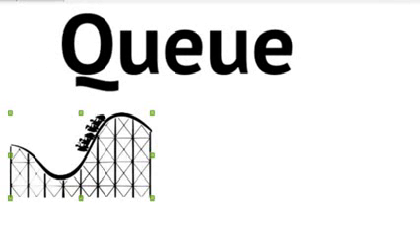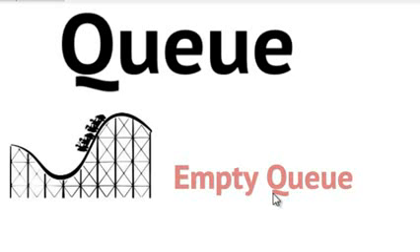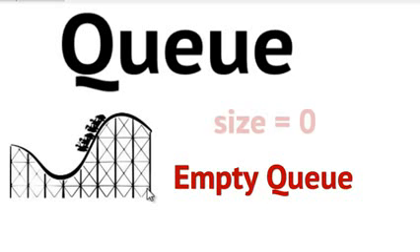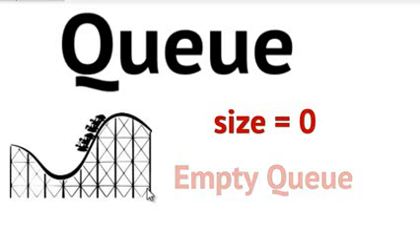Say that we're at an amusement park and we have a roller coaster ride. Right now we have some people that are currently riding this ride, and we have a line, and right now our line is empty. So we could say that our queue for this ride is currently empty, or we could say the size of the queue is 0.